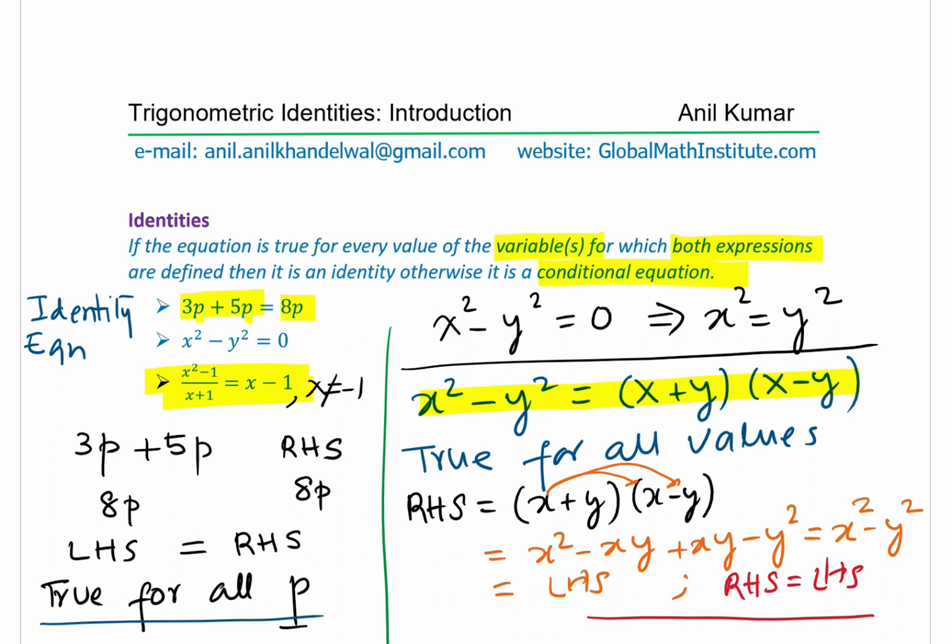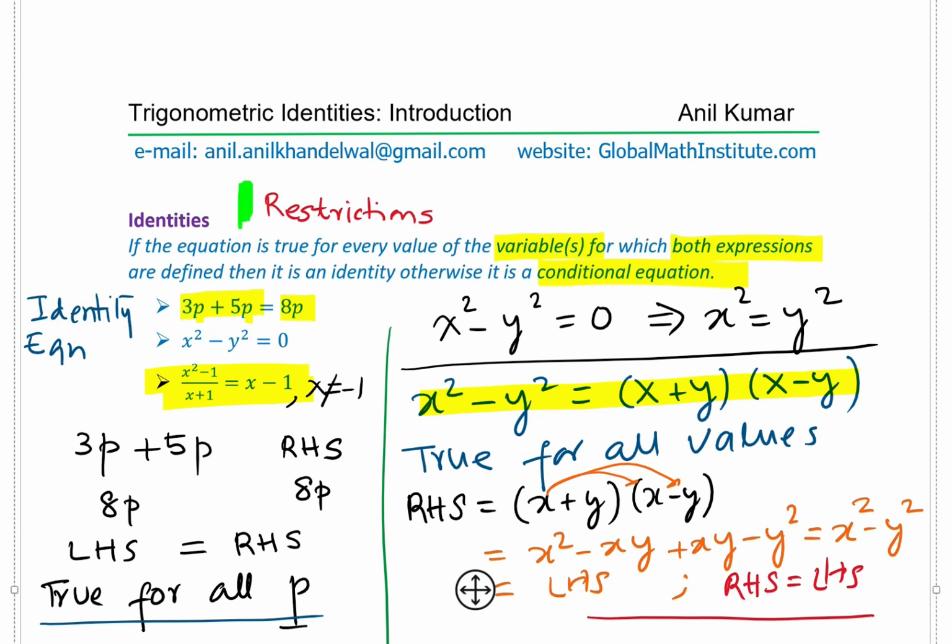And that brings us to a very important part of this definition, which says if the equation is true for every value of the variables, so in this particular case, the variable x cannot have the value of minus 1. So we have restrictions. Now, if you have an equation with restriction, and if it is true for all values, it is still treated as an identity. So this still is an identity.